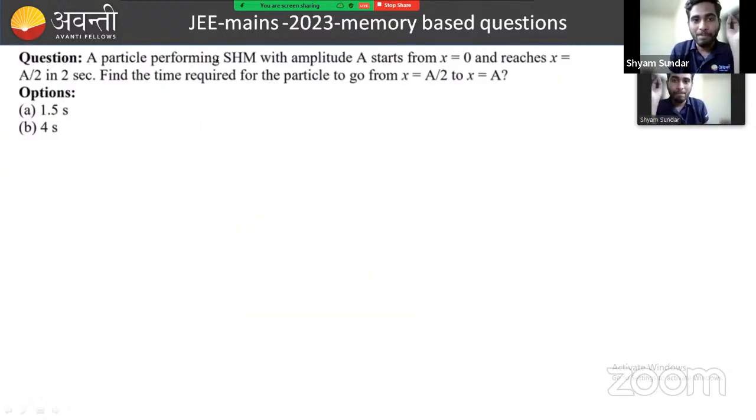Look, a particle performing simple harmonic motion. Guys, what are the important points they express in the sheet? Try to underline it. Simple harmonic motion, amplitude A, start from x equals 0. You need to draw some coordinates here to understand. And it reaches x equals A by 2 in 2 seconds. Find the time required for the particle to go from A by 2 to A. Wonderful question.